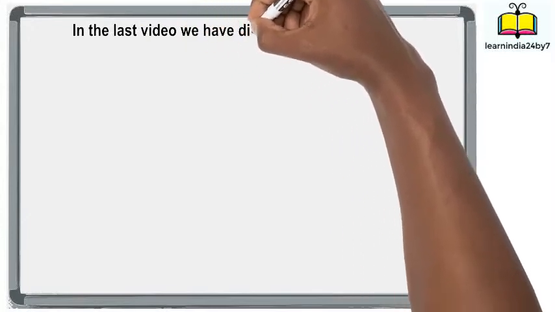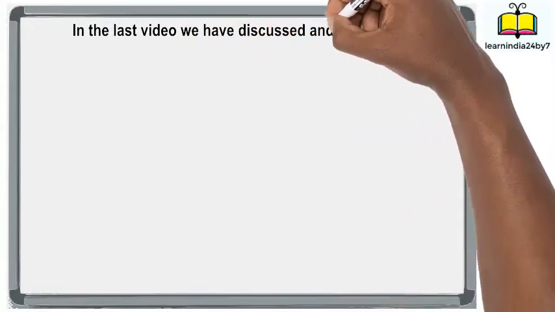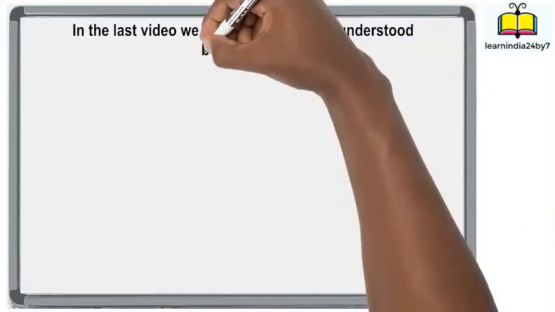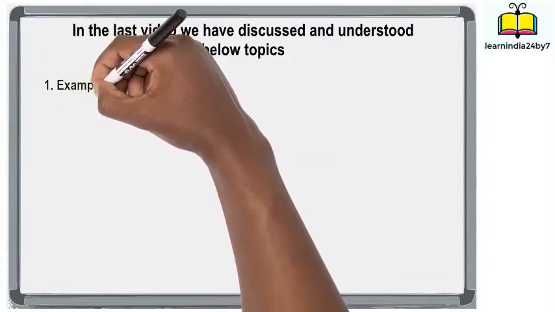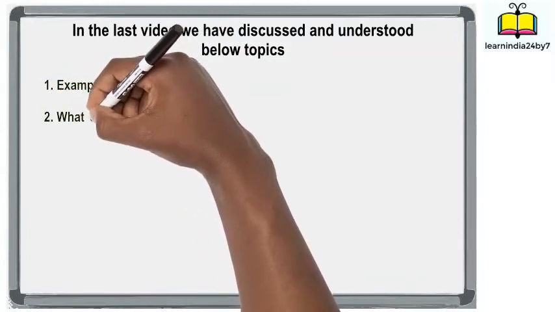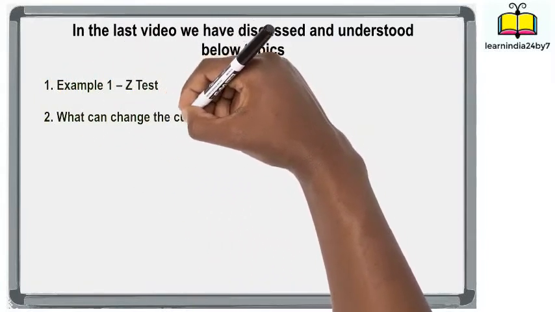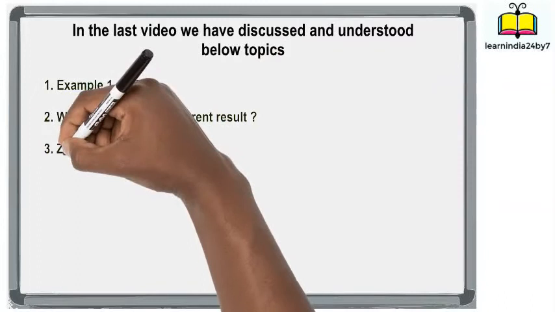In the last video, we discussed and understood the below topics: example of one sample Z test, and what can change the current result of one sample Z test and Z test in Excel?